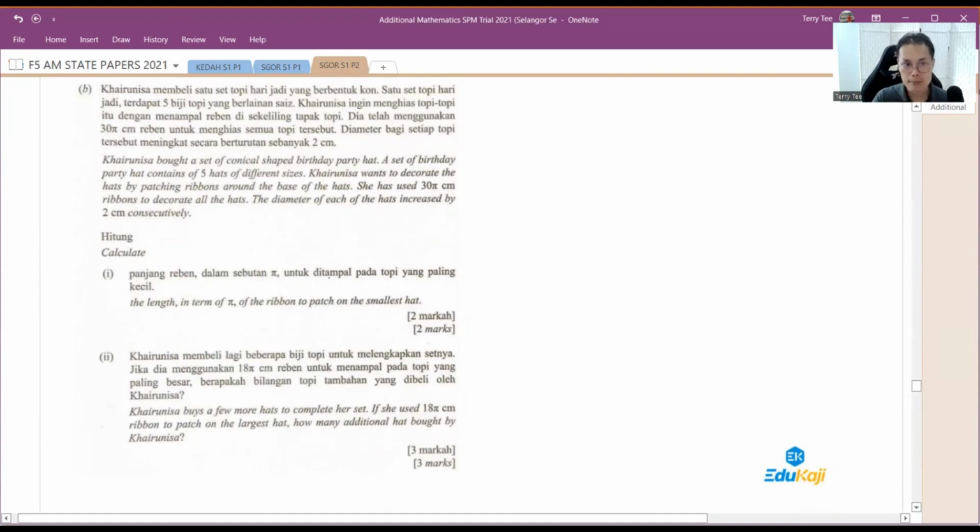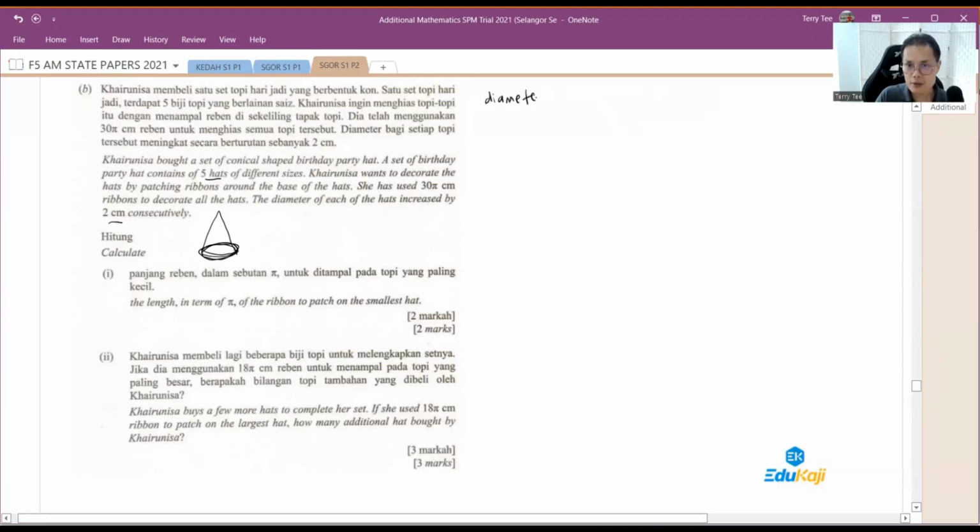So Karenisa bought a set of conical shaped birthday party hats. A set of birthday party hats contains 5 hats of different sizes. She wants to decorate the hats by attaching ribbons around the base of the hat. So you see, if this is your hat, you want to put a ribbon around the base. That means the base is the circumference of a circle. Remember that? So the diameter for each hat increases by 2 cm respectively. Okay, so let me write down the diameter here.